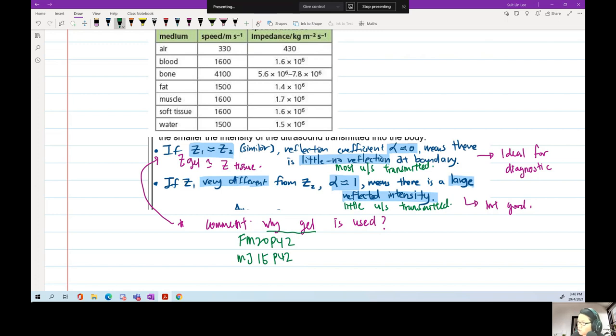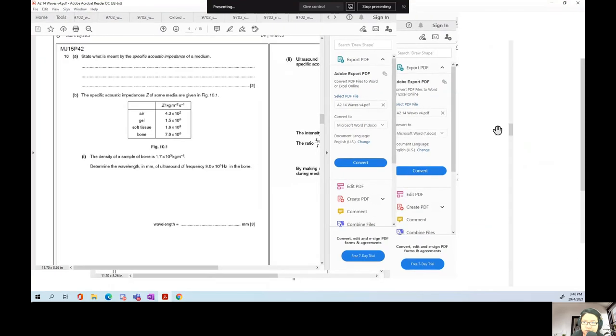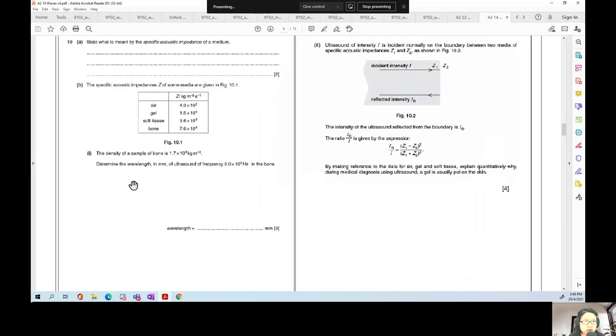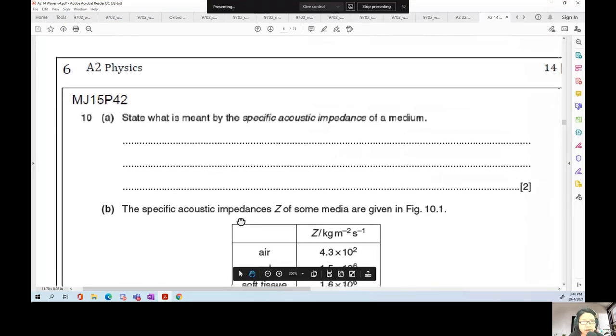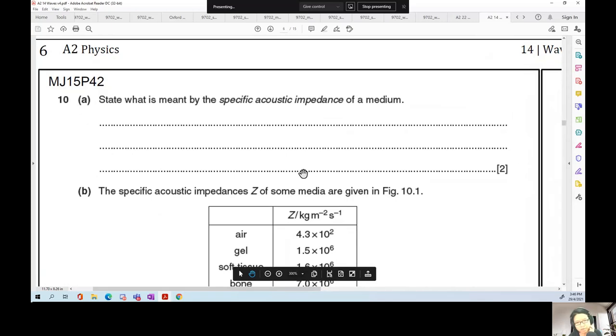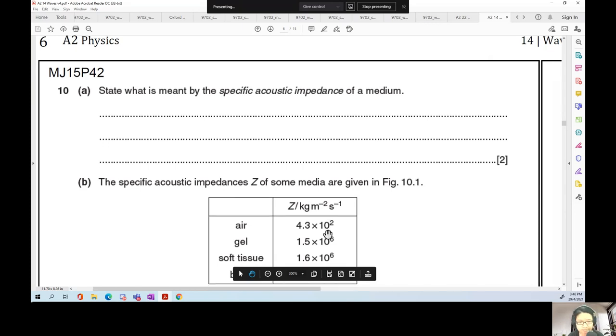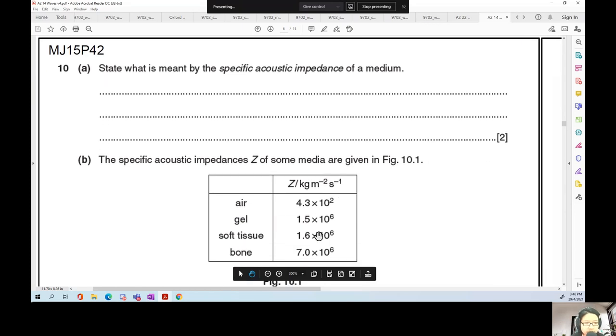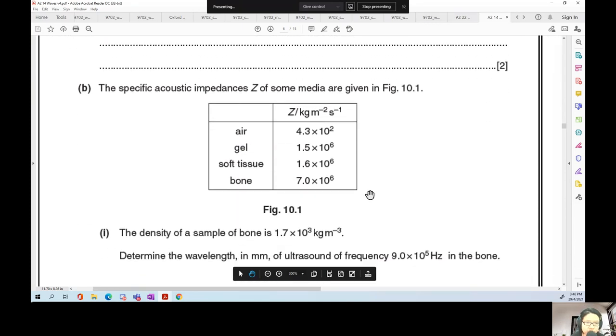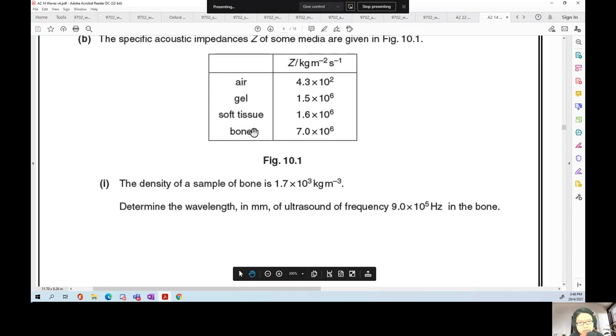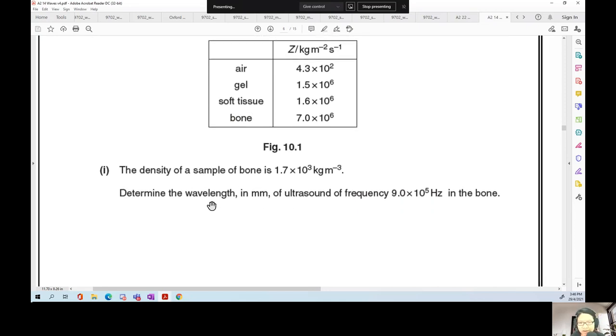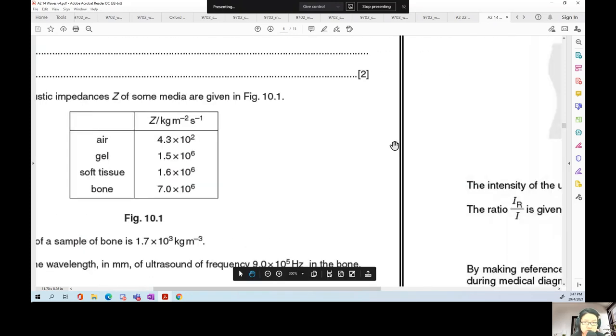For this question, if I show you the question, it says what is meant by specific acoustic impedance of a medium? It's the same thing, product of rho and C. Make sure you specify what is rho and C. They give you some Z value of different stuff, air, gel, soft tissue, and bone. Determine the wavelength of the ultrasound. Don't forget V equal to F lambda. So go try out this question.